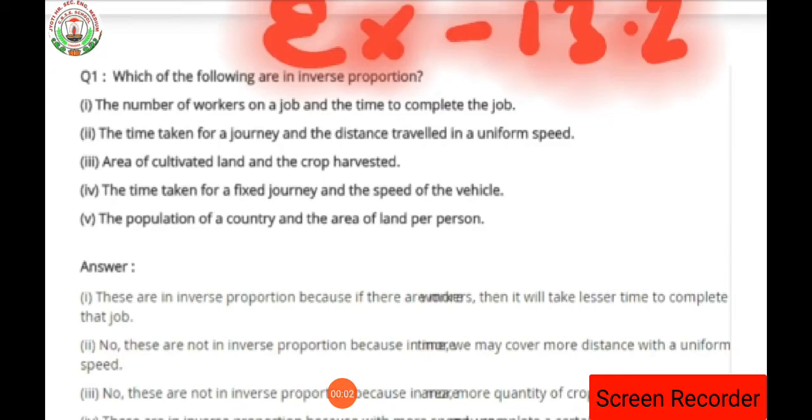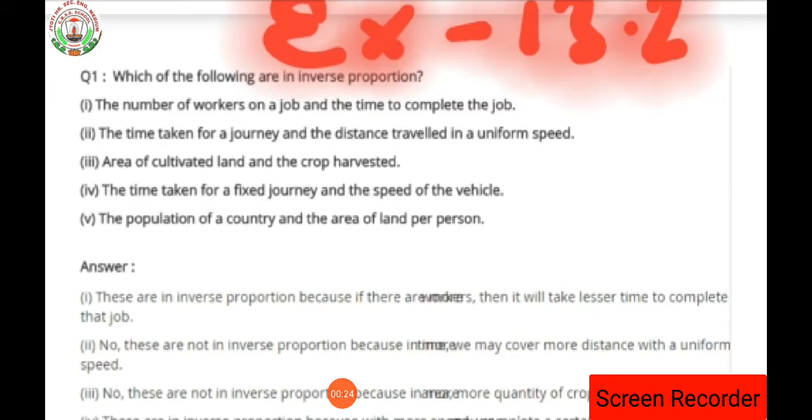Good morning to everyone. Today we will have the revision of exercise 13.2, that is inverse proportion, from chapter number 13, direct and inverse proportion. In the previous video we had seen the revision of exercise 13.1, questions related to direct proportion. Here we are going to see inverse proportion.